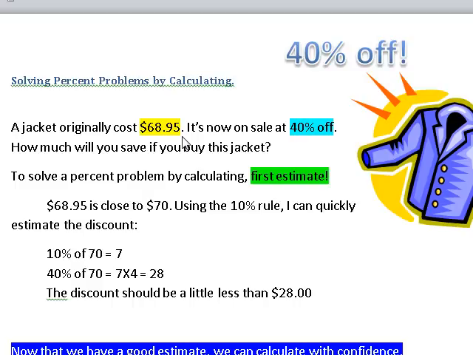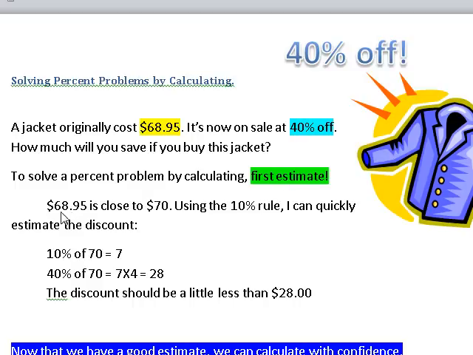But we still need to estimate. Here's why. Say that you have this jacket. It's 40% off. The jacket originally cost $68.95. It's now on sale at 40% off. How much will you save if you buy this jacket? To solve a percent problem by calculating, you first have to estimate. And I can't tell you how important this is in everything you do in math. Get a general estimate first so that you can check your work and make sure you're correct.